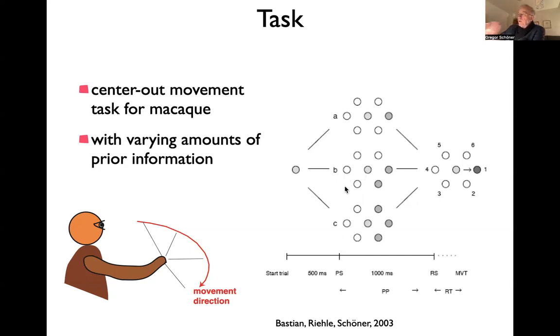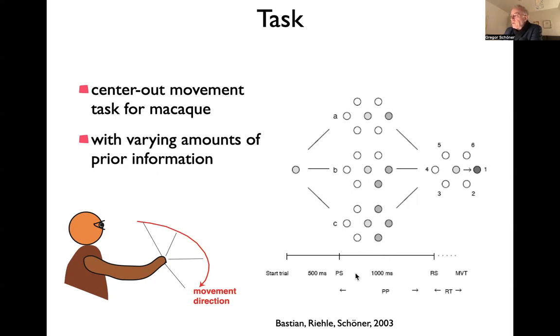For us, it was a vertical plane where the monkeys pointed at buttons that lit up in different colors. We had only 6 directions for some experimental reasons. And in these experiments, there was always prior information, so some signal that told the monkey which of these 6 targets were coming up, either 1 or 2 or 3 were cued.